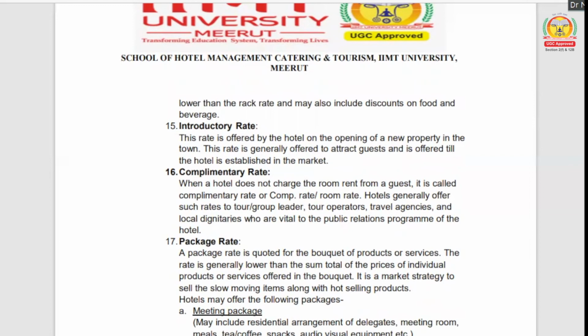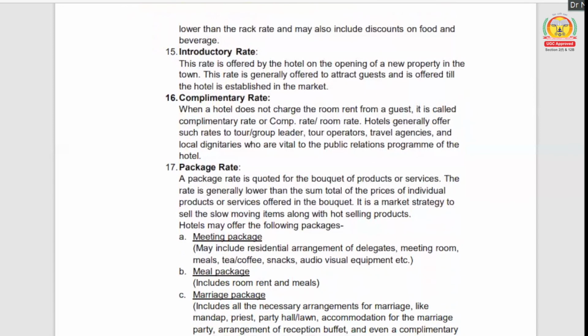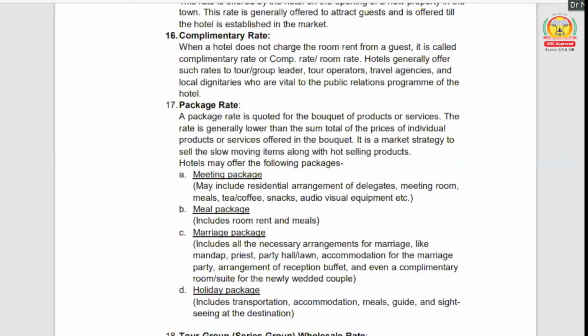The next one is your complimentary rate. These are the room rates. You must remember the variety of guests, the clientele, and the variety of charges based on them. Complimentary rate: when a hotel does not charge the room rent from a guest, it is called a complimentary rate, right? It is totally complimentary without charge. So that might be for the hotel management side or some officials, dignitaries, or travel agencies. They will not be charged and will be provided the stay as complimentary.